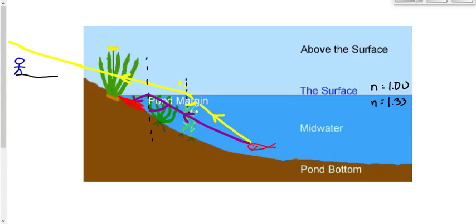Now, this is kind of an exercise in physics, theoretical, not necessarily practical, because you're probably not going to be laying on the bottom of the pond looking at this fish. But let's say you were. Where would you perceive the fish to be? The fish would appear to be up here.